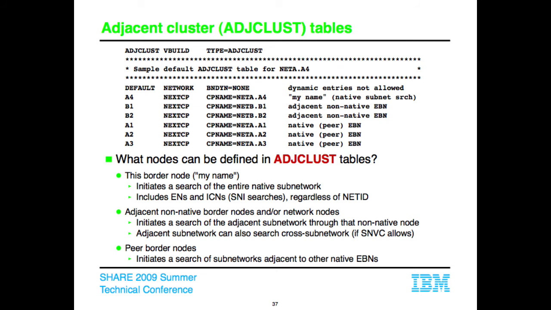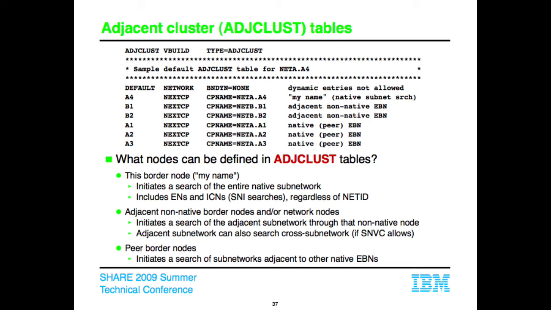So this is an example of an adjacent cluster table. You code the ADJCLUST VBUILD, type equals ADJCLUST. You put your network ID on here, which basically we're going to make this one the default table, so border node dynamics equals none is what I'm going to use right here. And then I basically list a bunch of adjacent cluster guys. I call them entries here, their CP names are over here basically, but you can refer to them by entries.